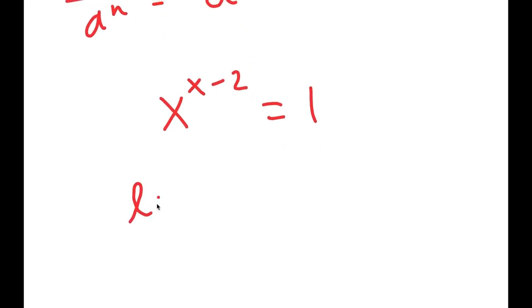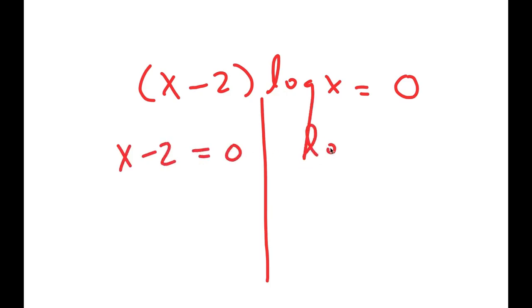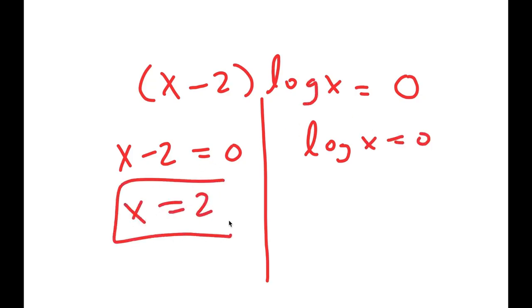Now I'm going to take the log on both sides, so I get log of x to the power of x minus 2 is equal to log of 1. So this means that x minus 2 times log x is equal to 0. So now I get two equations. I get x minus 2 is equal to 0 and log of x is equal to 0. So this means that x is equal to 2.